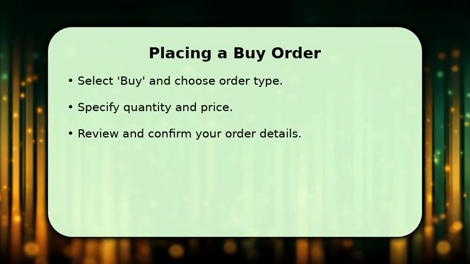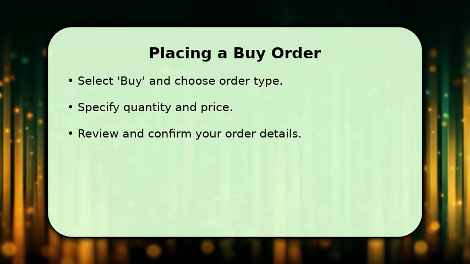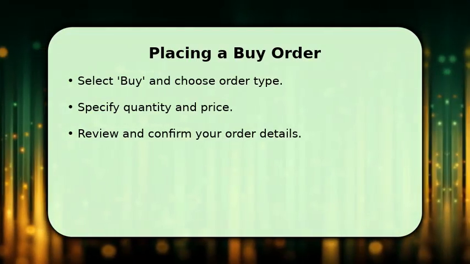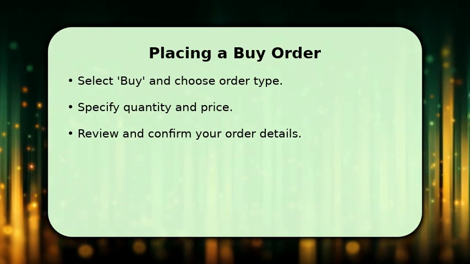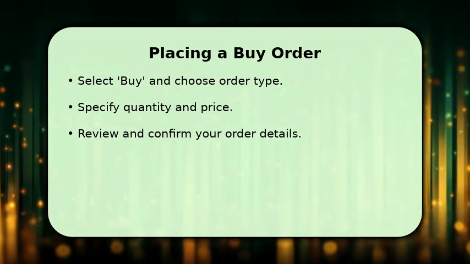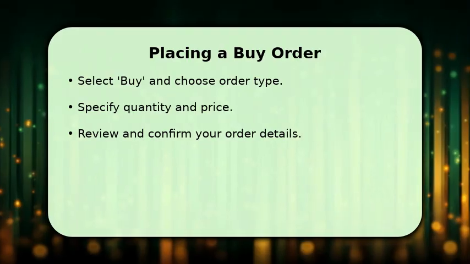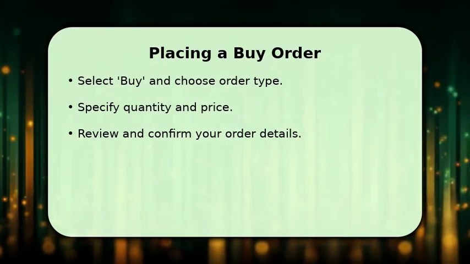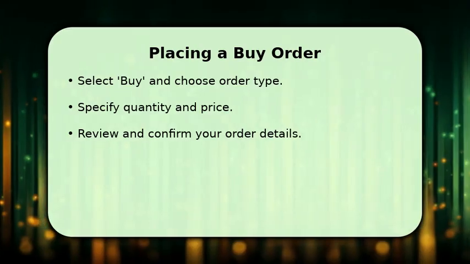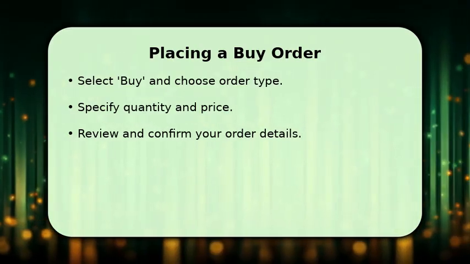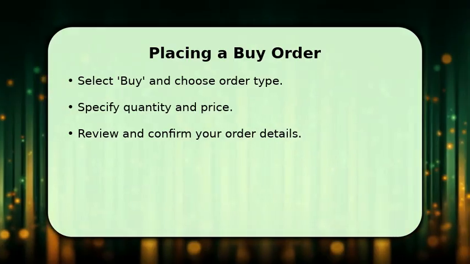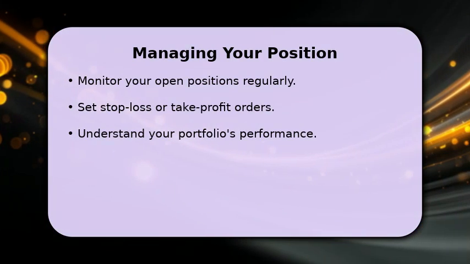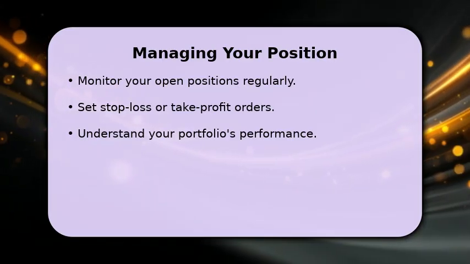With your chosen asset displayed, locate the Buy button, usually prominent on the Order Entry panel. Click it, and then select your desired order type, such as a market order for immediate execution or a limit order to specify a maximum price. Enter the quantity of shares you wish to purchase. Carefully review all the order details, including the total estimated cost, before confirming and sending your order to the market for execution. After your buy order is filled, your new position will appear in your portfolio.